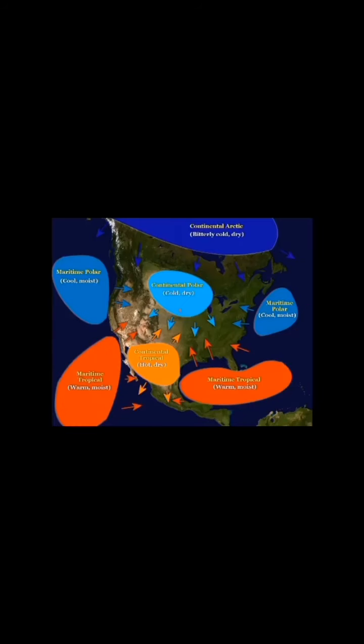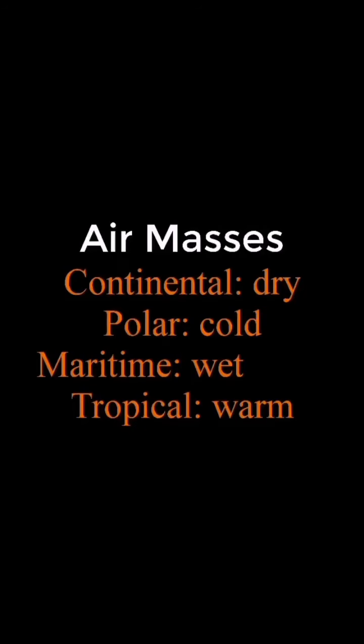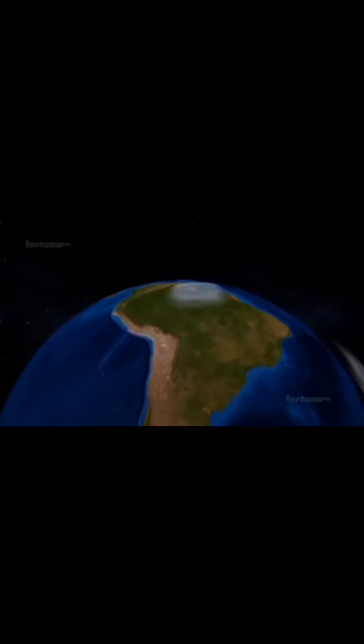To the south, continental tropical air masses form over Mexico during the summer, bringing hot, dry air to many states in the United States Southwest. Finally, continental polar air masses form over northern Canada, resulting in very cold winter temperatures.